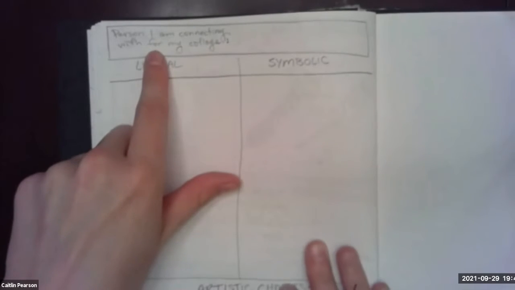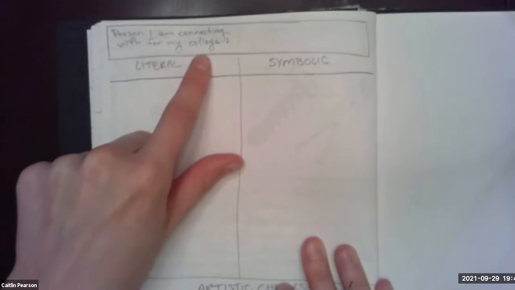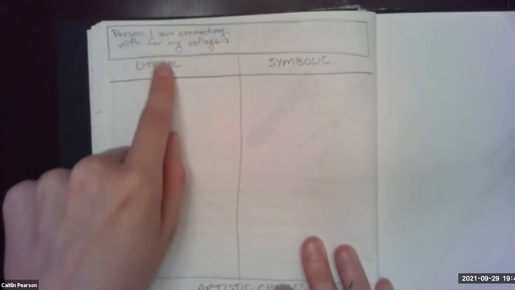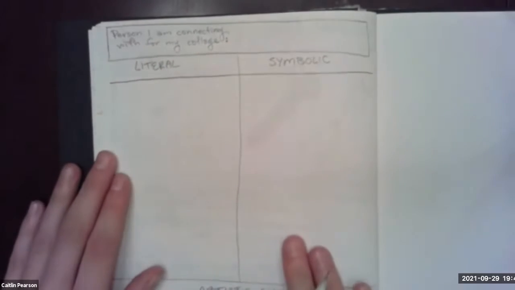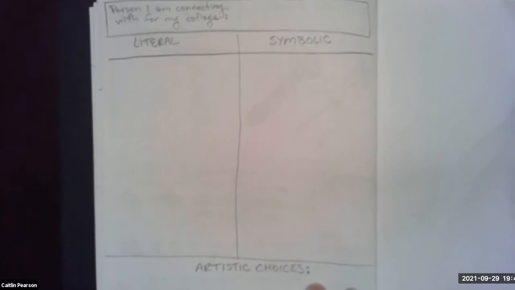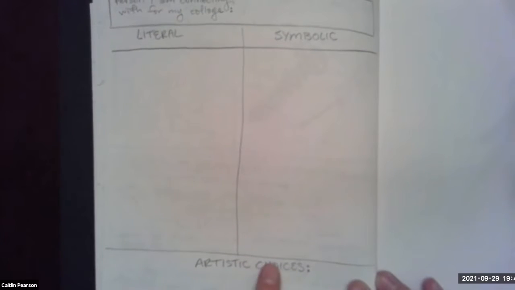So right here, it says person I am connecting with for my collage. This one right here says literal connections, symbolic connections. Here's our T-chart. You can go ahead and add that into your sketchbook if you haven't already. And at the very bottom is artistic choices.